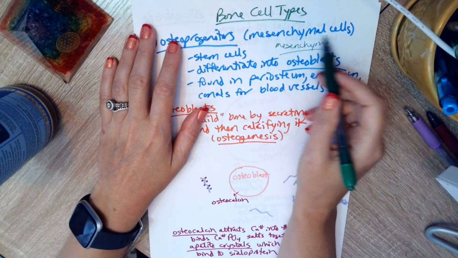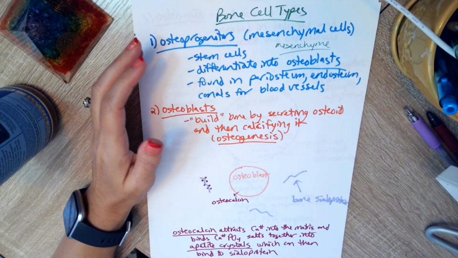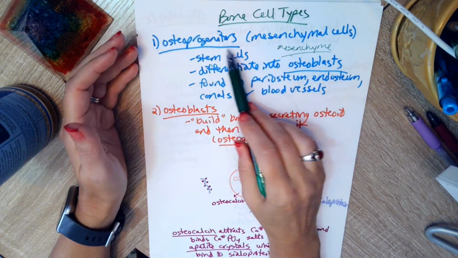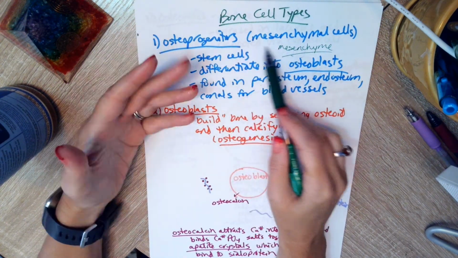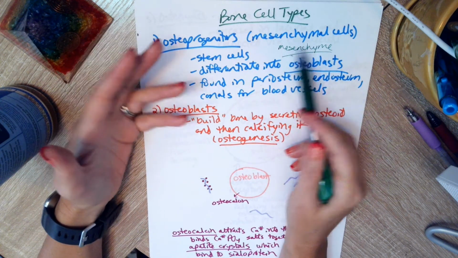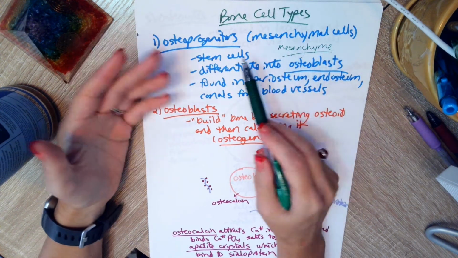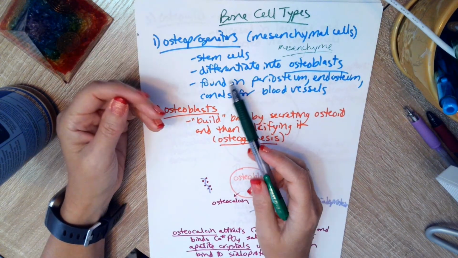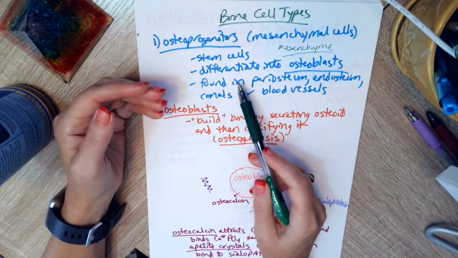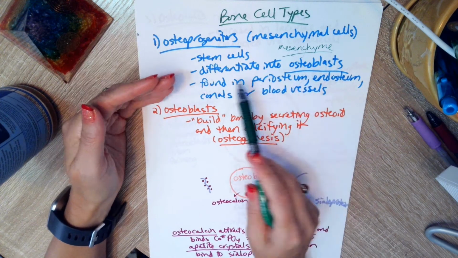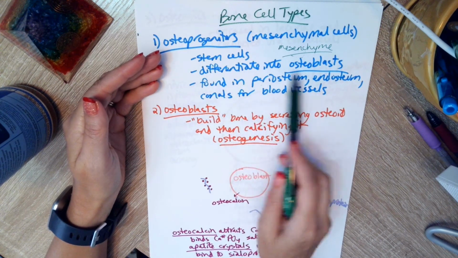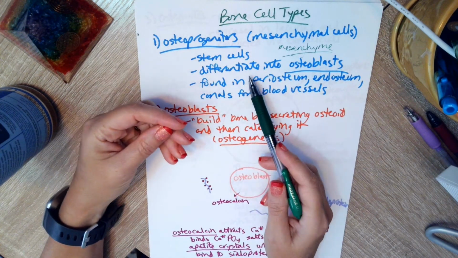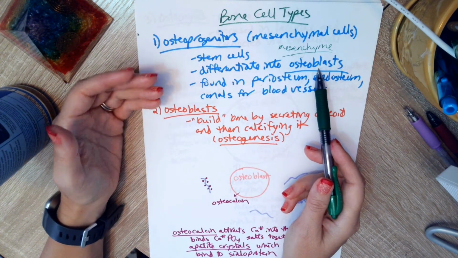or mesenchymal cells, because they're the stem cells for connective tissue. So all of this can be used interchangeably. So osteoprogenitors, mesenchymal cells, mesenchyme, all of that meaning the same thing, these stem cells for bone. And what they're going to do is, when they are stimulated by various processes, which we don't need to get into at the moment, they're going to differentiate into osteoblasts. So they're going to turn into osteoblasts, produce osteoblasts. They'll divide and make osteoblasts.